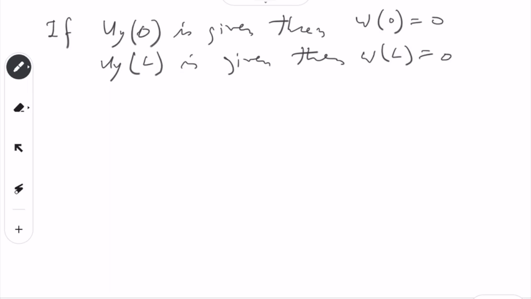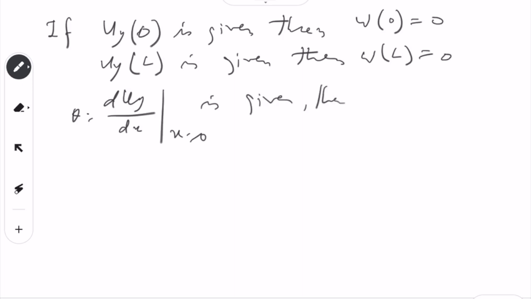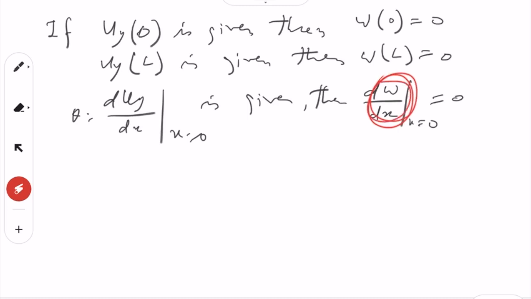If theta equal to duy over dx at x equal to 0 is given, then dw over dx at x equal to 0 is equal to 0. Basically, this is the slope due to w.